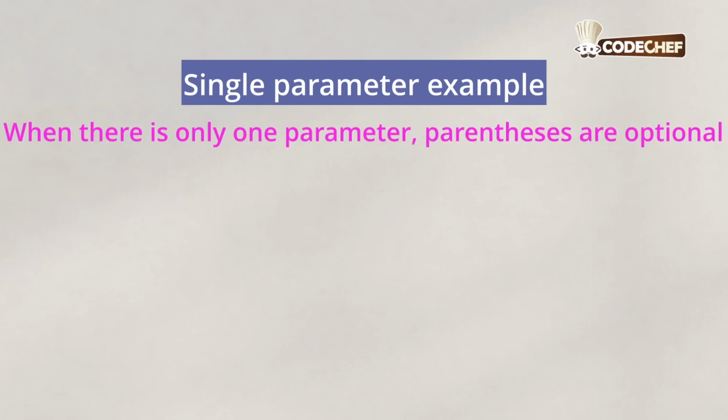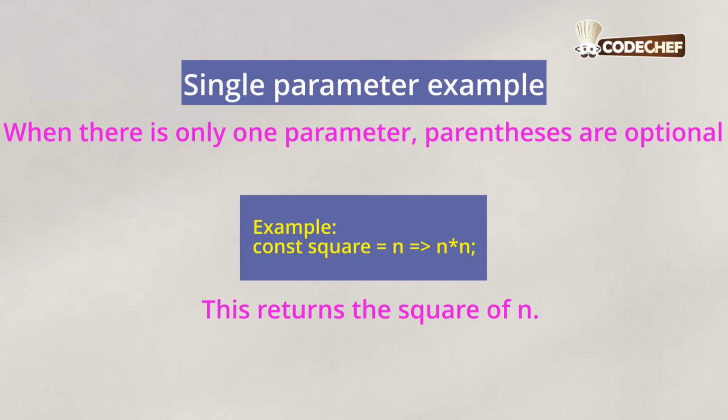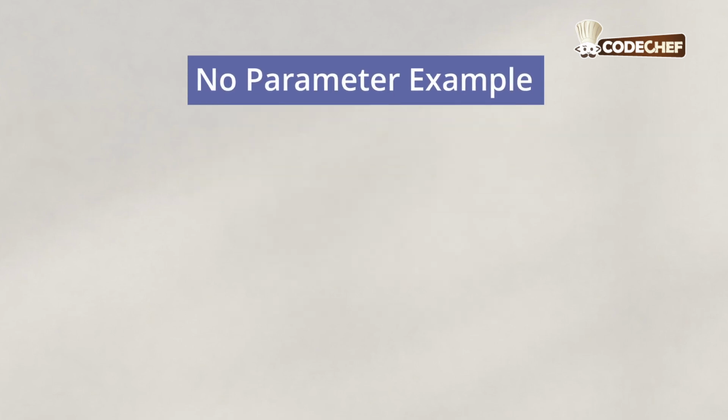So let's look at an example where there's only a single parameter for the function. When there is only one parameter, the parentheses are optional, that is, we need not give parentheses. For example, to find the square of a number, I can simply write const square equal to n, arrow, n times n, which will return the square of the number n. So if one parameter is there, we can ignore the parentheses.